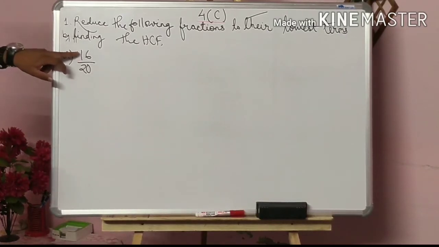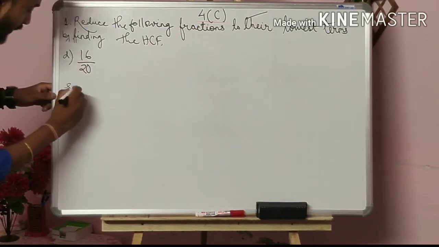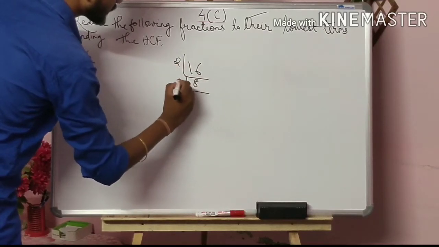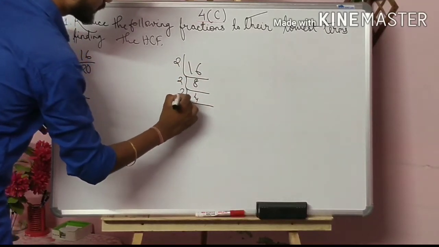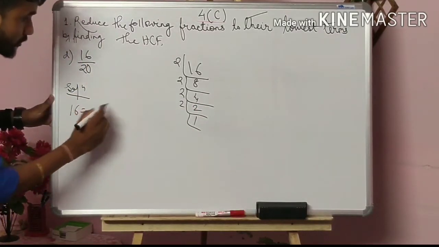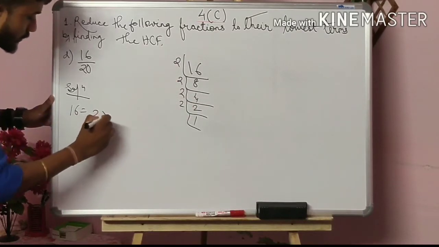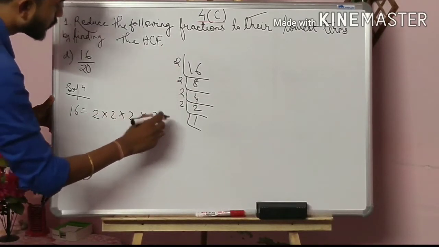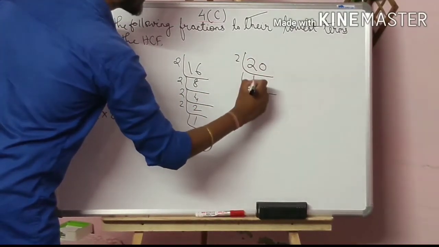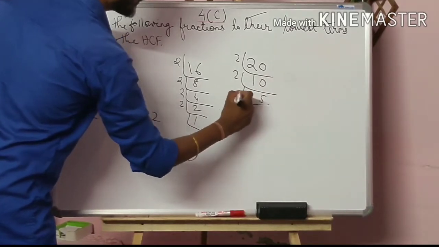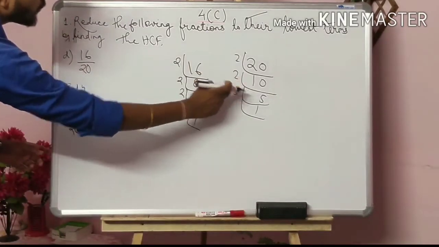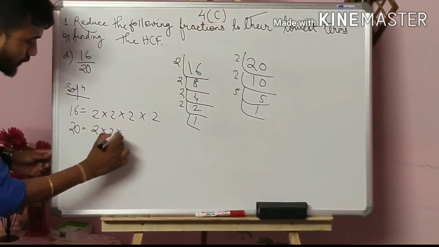So you see, I am going with the help of prime factorization. Your solution I have written: find the prime factorization of 16. 2 8s are 16, 2 4s are 8, again 2 2s are 4, again 2 1s are 2. So for 16 I have got 2 into 2 into 2 into 2. Now I am going to find it for 20. 2 10s are 20, again 2 5s are 10, again 5 1s are 5. So for 20, I have got 2 into 2 into 5.